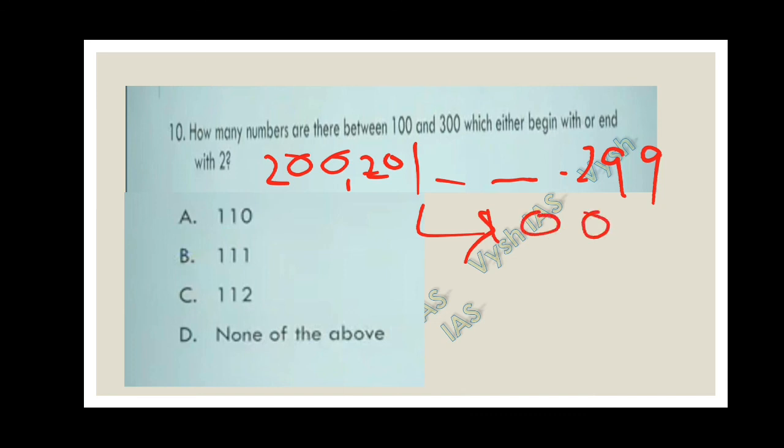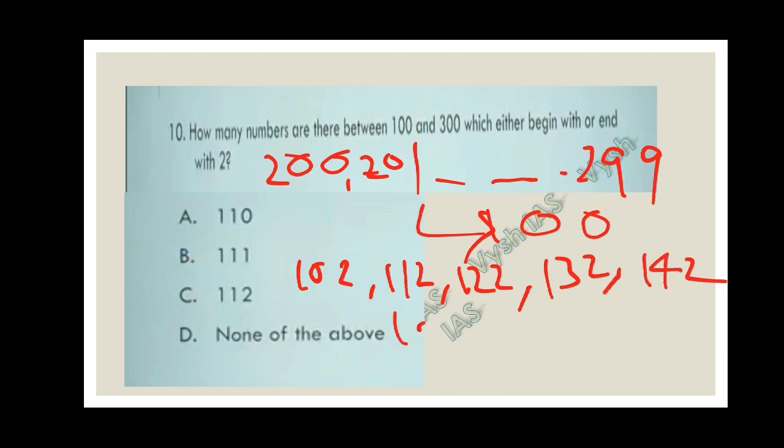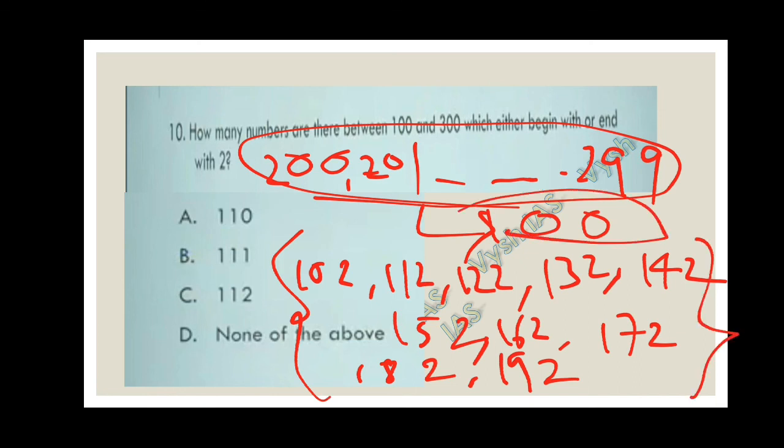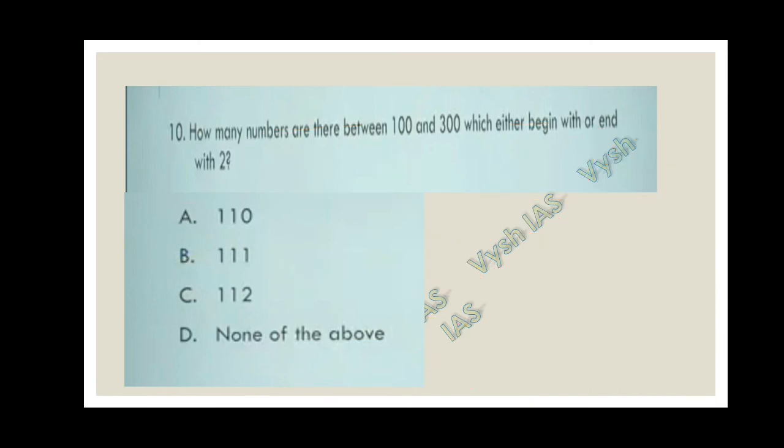So here 100. Okay. Coming to ending with 2, it can be 102, 112, 122, 132, 142, 152, 162, 172, 182, 192. I will not take 202 because it is already counted in this particular series. So here there are 10 numbers and here it is 100 numbers. So the total is 110. So option A is correct for this question. So option A, that is 110, is correct for question number 10.